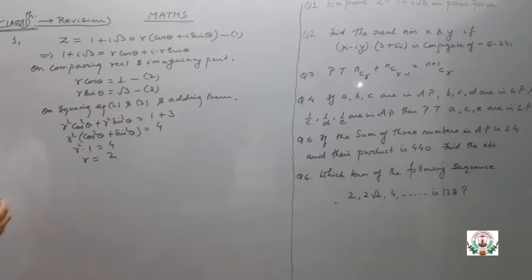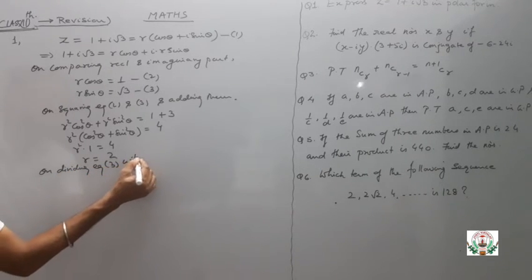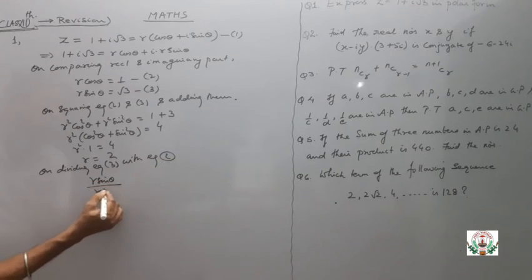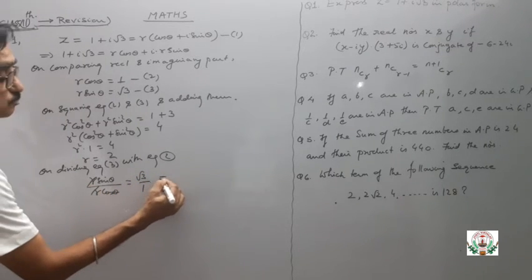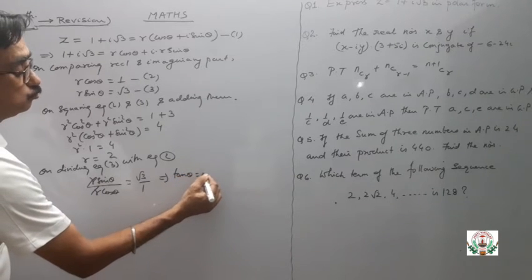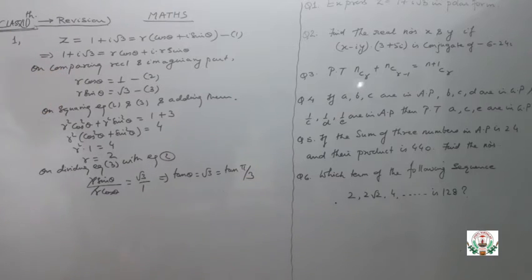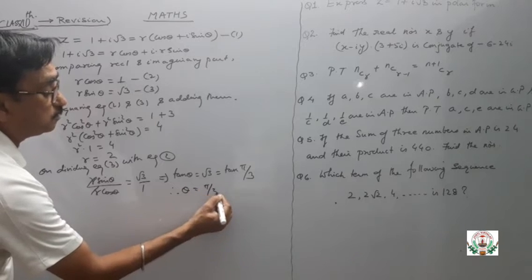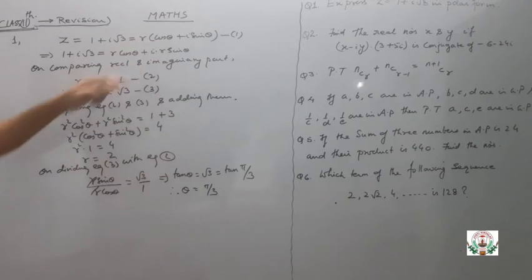Now on dividing equation 3 by equation 2, we have r sin theta upon r cos theta equals root 3 by 1. That becomes tan theta equals root 3, and root 3 comes in tan pi by 3, that is tan 60 degree. So our argument theta will be equal to pi by 3. So we got the value of r and the value of theta. That value we will substitute in equation number 1.